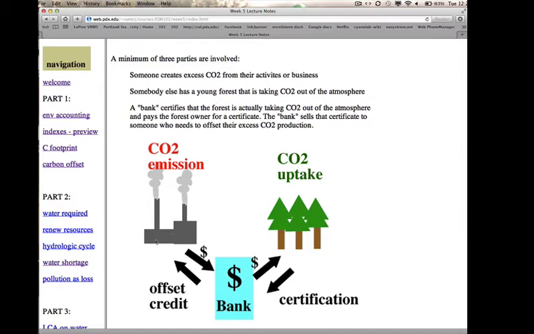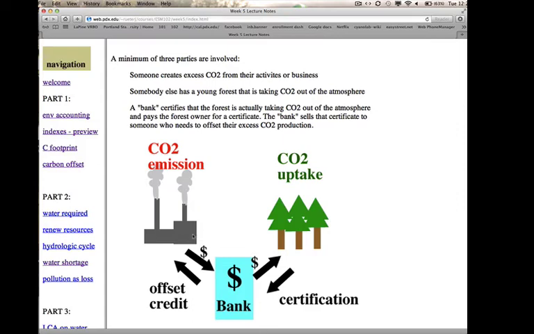And the people who make these emissions want to offset that. They want to say, well, we put out so many tons of carbon in the atmosphere, and we paid for somebody else to offset that, so we get an offset credit. And on the other side, we have some forest management group that's going to manage a forest to take up CO2. So what happens is in the middle there's a bank. So the bank certifies that this forest took up so much CO2, so many tons of CO2 per year. And then they sell that credit to the business that has excess CO2 emission.